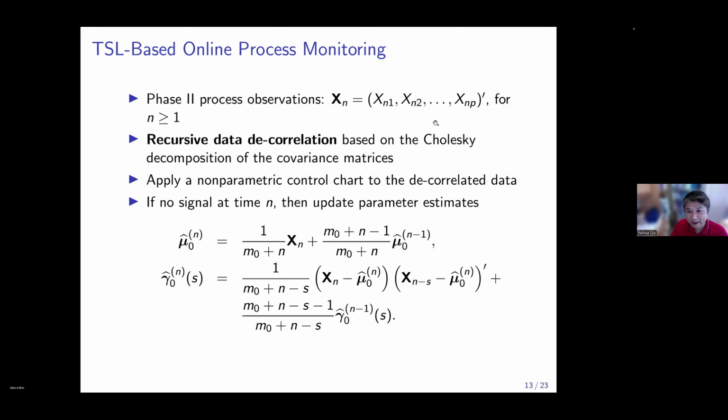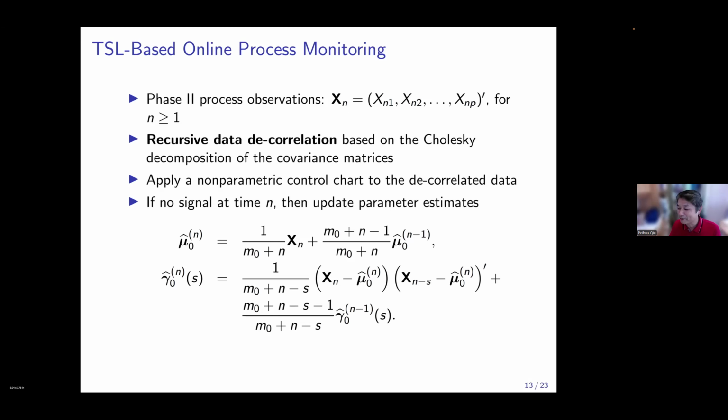And then for monitoring, now this is for online monitoring. This is the observed data at the n-th observation time in Phase 2. After the data is collected at the current time point, first we do the recursive data decorrelation.